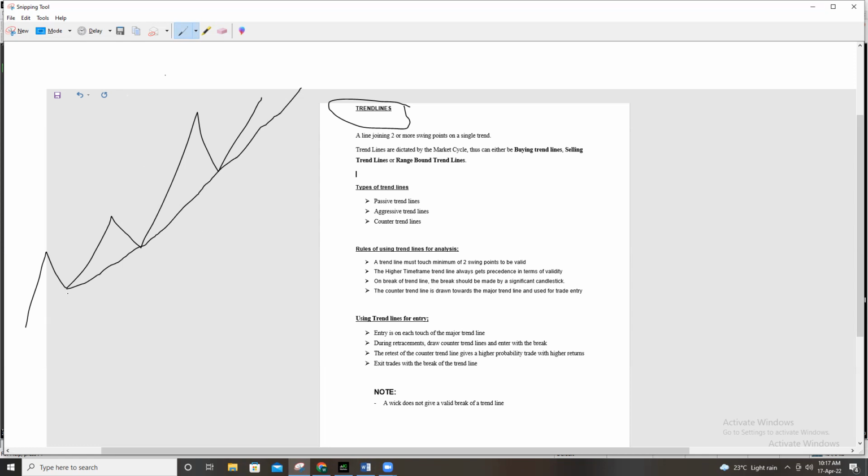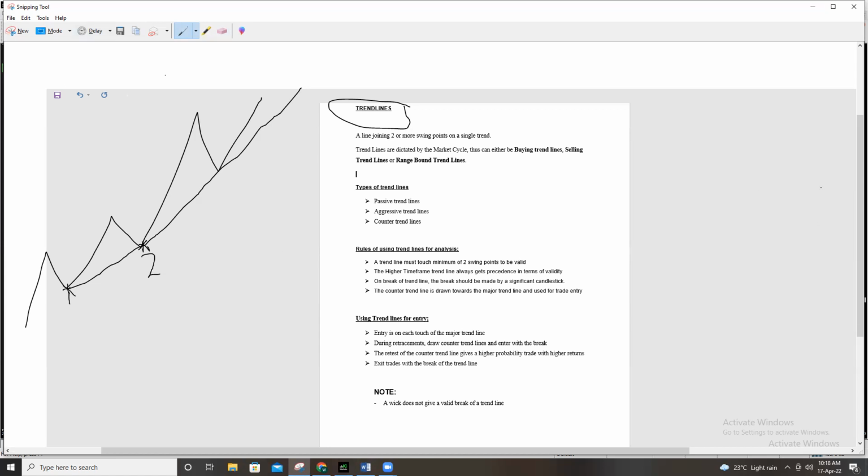So if it's going to qualify to be a buying trend line, it has to touch first point, second point. Now the third point, the fourth point, the fifth point will show up later. But at least when you're drawing, you really have to have these 2 points. Very, very important. That is what makes it a valid trend line.